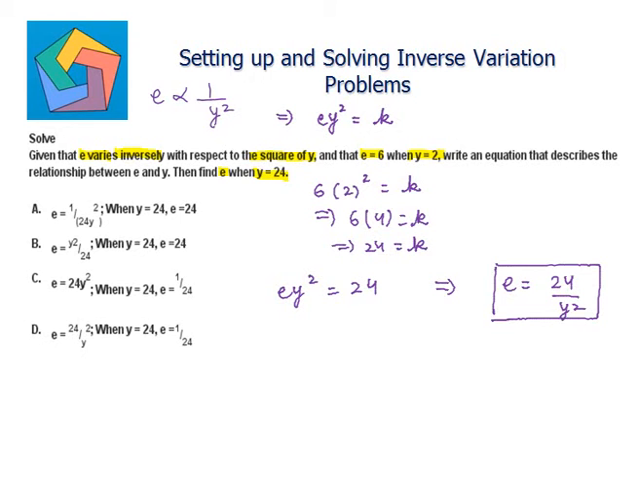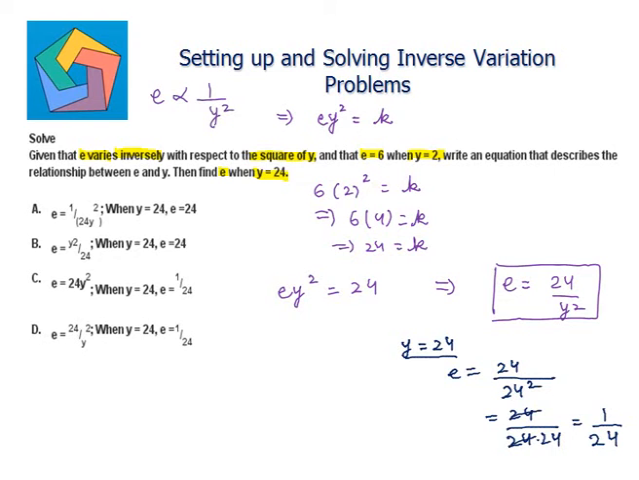Now we need to find E when y is 24. So let us substitute y as 24. E will be 24 over 24 squared, which can be written as 24 by 24 times 24, which is 1 by 24. So our answer is E is equal to 24 over y square, and when y is 24, E is 1 by 24, which is the answer in the D part.